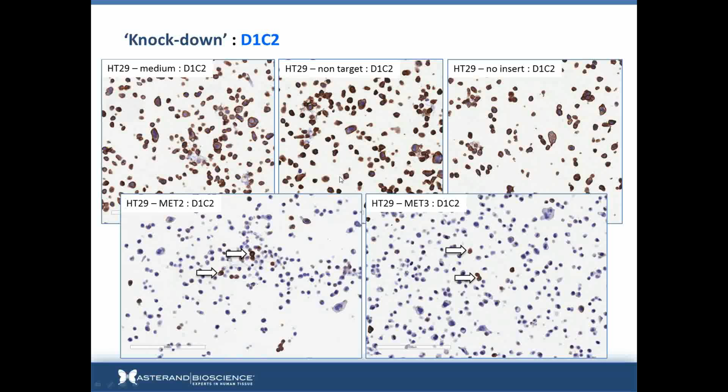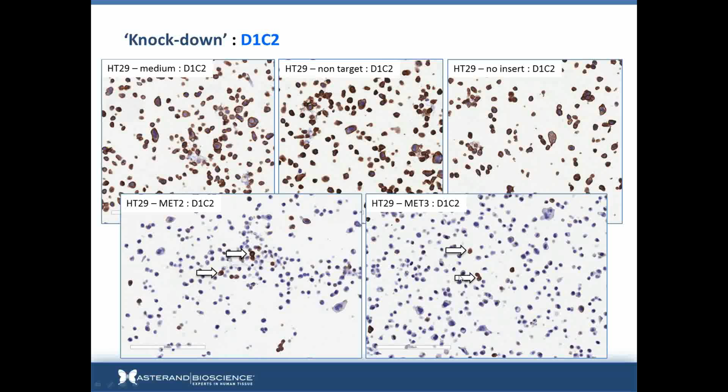When you have a look at the 2 effective lentiviral transfections, MET2 and MET3, you can see an over 90% knockdown in the number of cells expressing MET, which is prominent and very striking and not unexpected. You're not really expecting to see 100% disappearance in a target protein, I don't think. So D1C2 is once again supported. The specificity of this antibody is well supported by the lentiviral knockdown data.